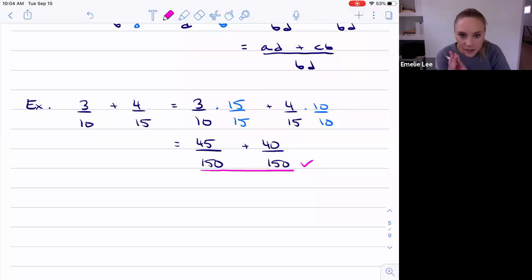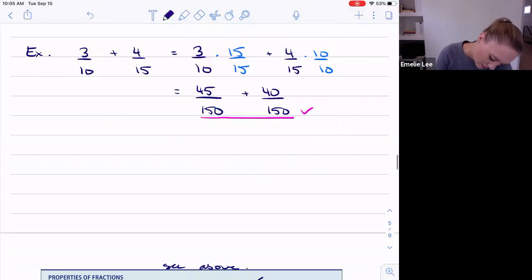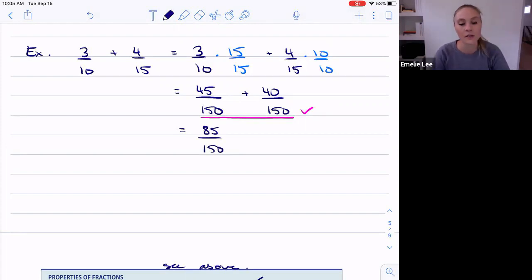So now I can add these up, right? 45 plus 40 is 85, over that common denominator, 150. So just keep track of that: the common denominator just becomes the denominator, right? You don't add those two together. It just morphs into the denominator.